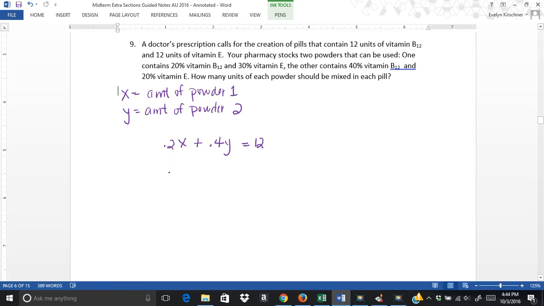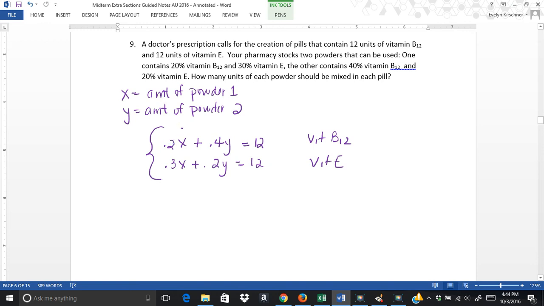Second one, I have vitamin E. I have 30% of the first powder and 20% of the second powder, and that also has to equal 12 units. So that's how much E. So this is vitamin B12 I'm looking for, and this is for vitamin E and how much I need of each. So now I have my system.